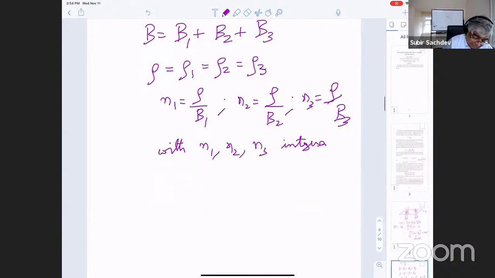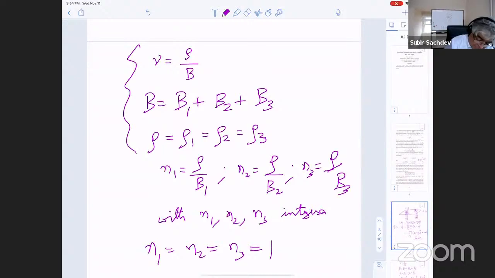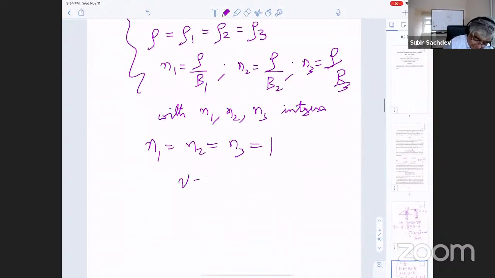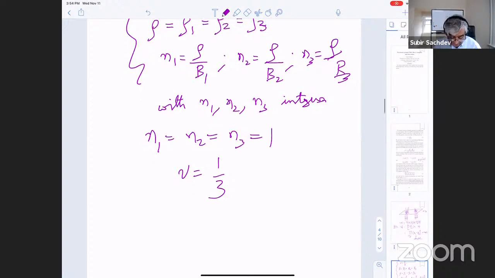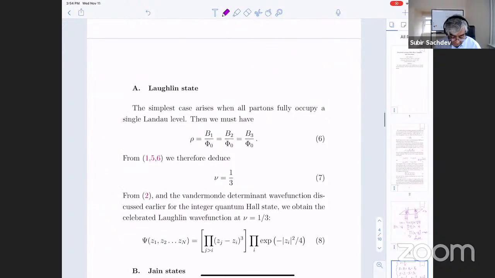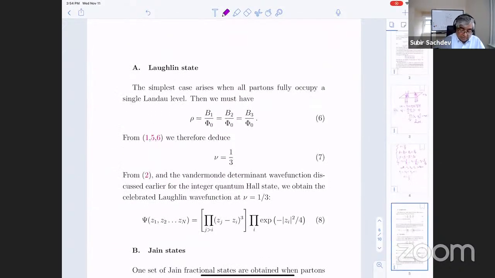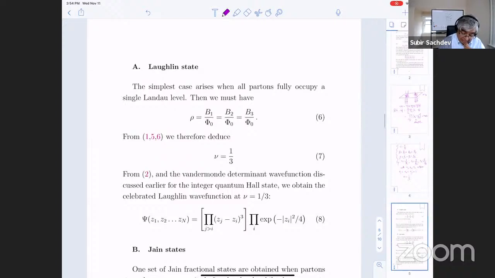So the simplest case is N1 equals N2 equals N3 equals 1. If you do the numerology of these equations, you'll find that that means ν equals 1/3. So that's the famous Laughlin case. Each parton sees exactly one flux quantum, and I already showed you that this gives you the Laughlin wave function. This is the case where exactly one integer Landau level is filled, and ν is 1/3.